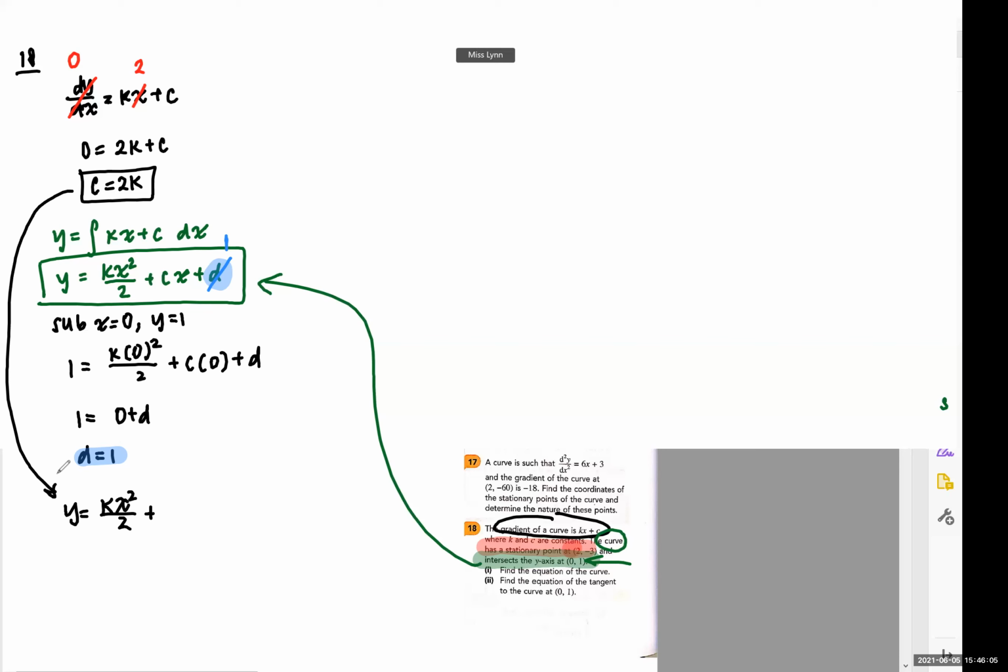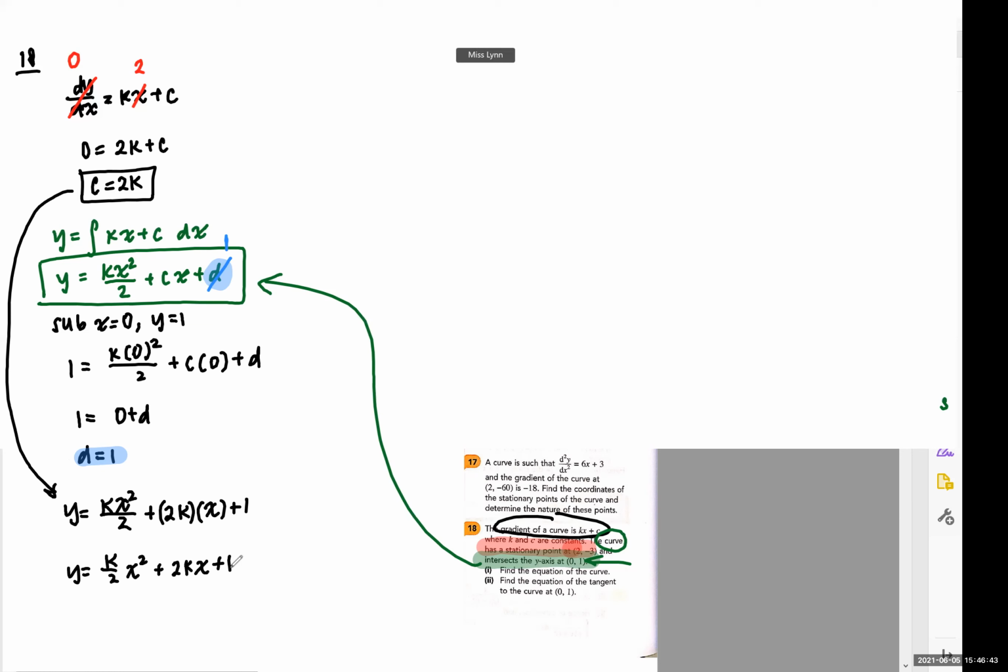Right? Oh, yeah. That's why I told you guys must remember to box it up. Box it up, then you'll remember that you need to go and do it later. So what is my c value? 2k. Yes, 2k. Then after that, do I have my x? Yes, so just x there as x, but I have my d is plus 1. So I know that my y equation is actually k over 2 x squared plus 2kx plus 1. But I need to find my value of who? Find your value of k.